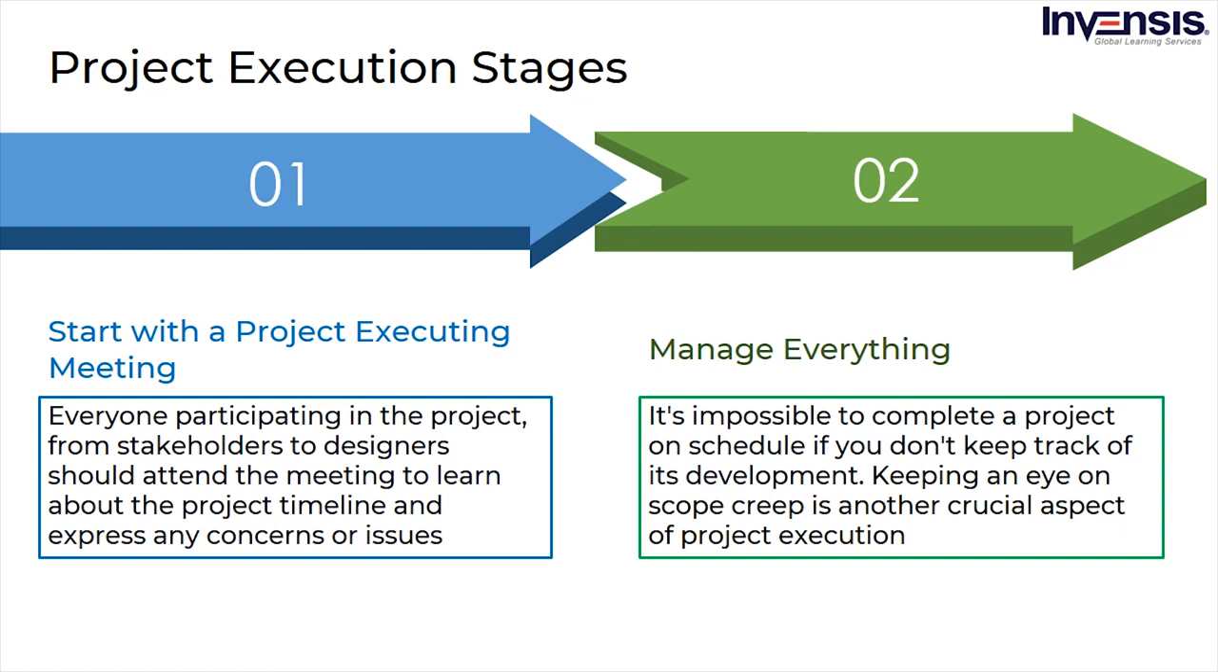Then, once the project begins, you should monitor these KPIs against your objectives in real time to ensure that the project stays on track. You'll need to check in with your team regularly if you're managing your project. During the project execution phase, we recommend two approaches. Keeping an eye on scope creep is another crucial aspect of project execution.